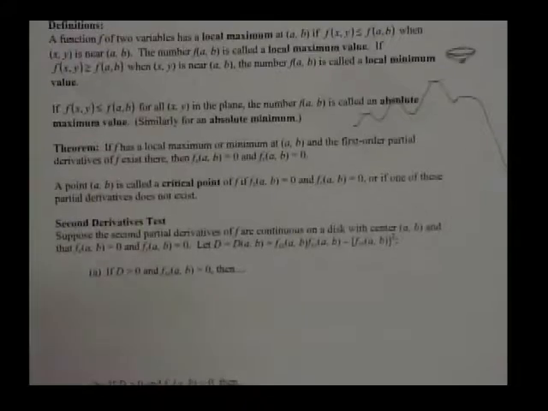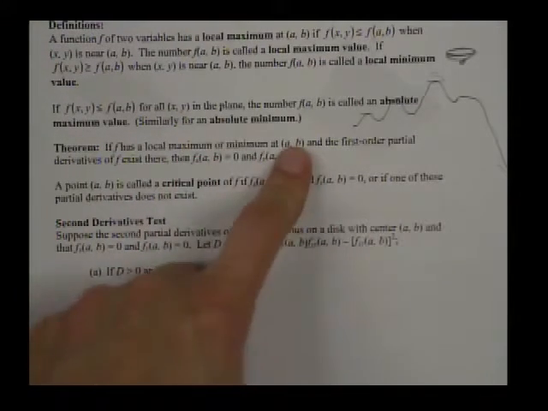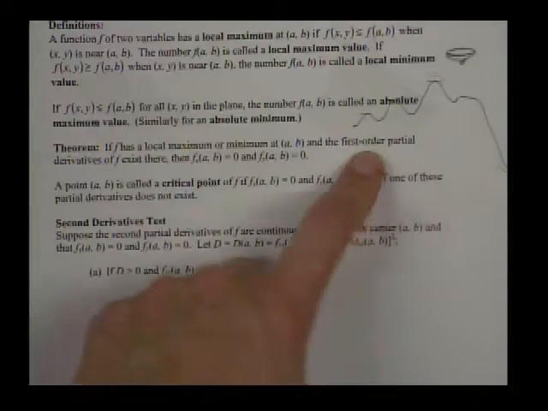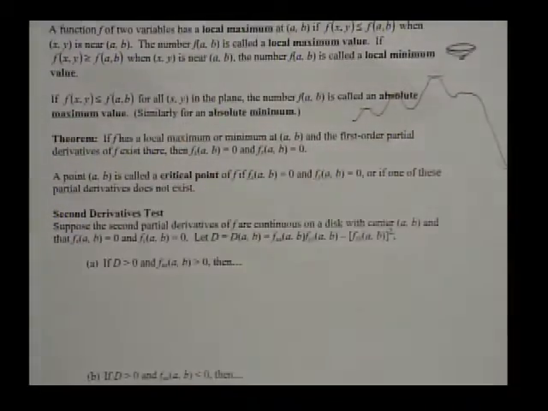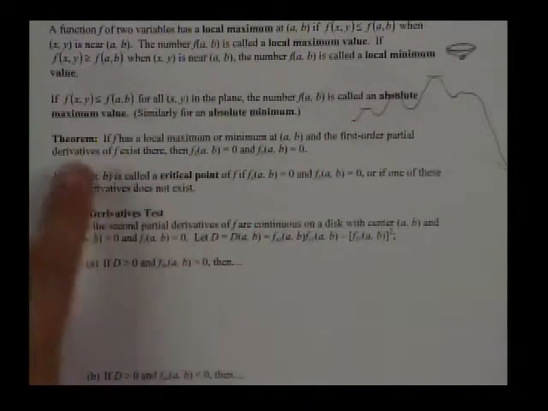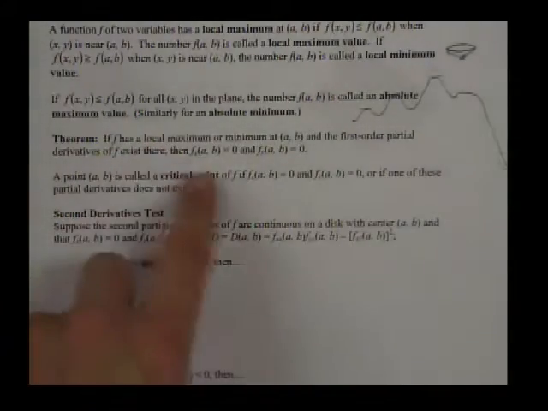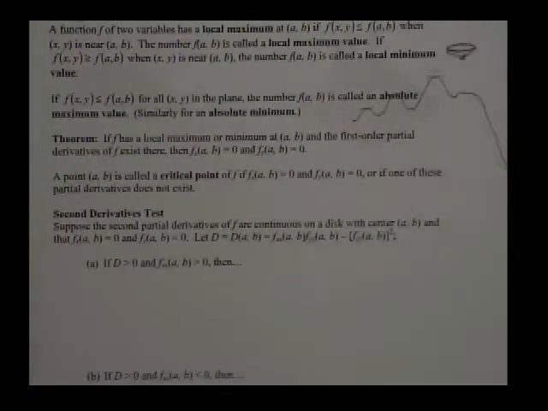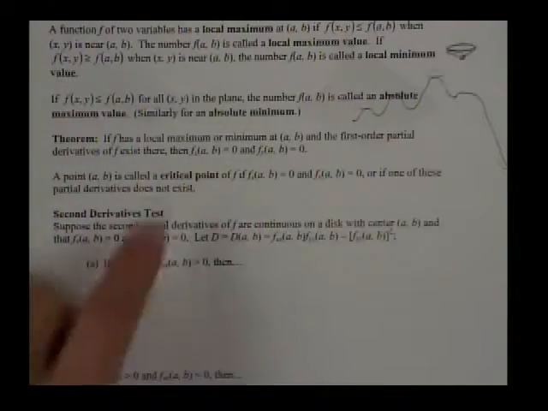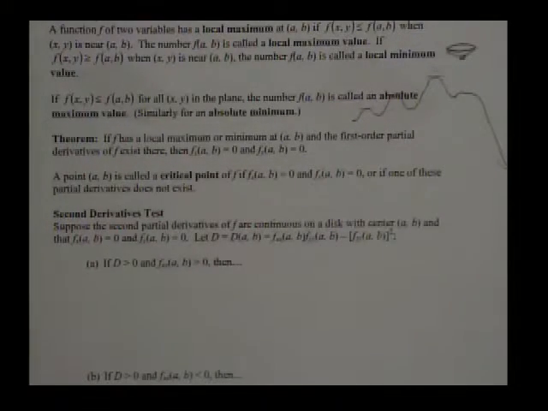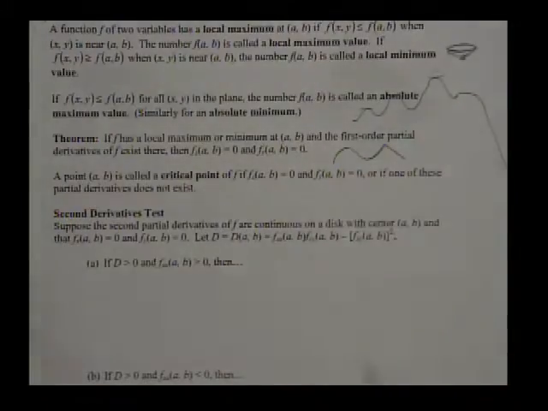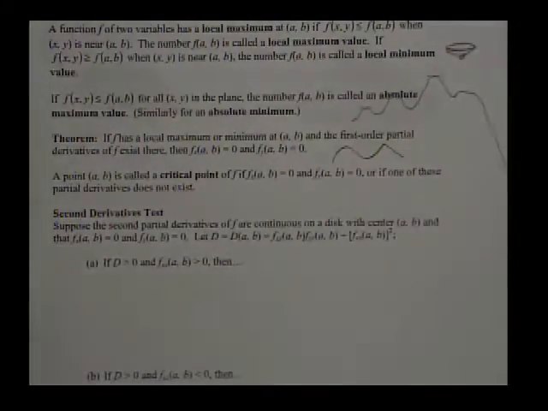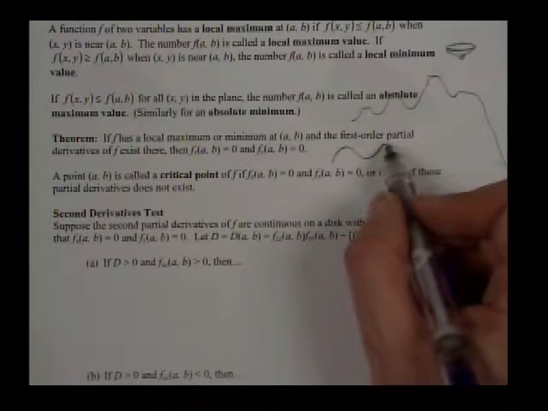Okay, the theorem we have says if f has a local max or a local min at a point (a, b), and the first order partial derivatives of f exist there, then both of the first partials have to equal 0. Okay, so this says if they exist, they're 0. What's kind of implied here, and it's very subtle, and this was just like what happened in Calc 1, is that you can have a local max where the derivative doesn't exist. Like I could draw a picture like that, right?